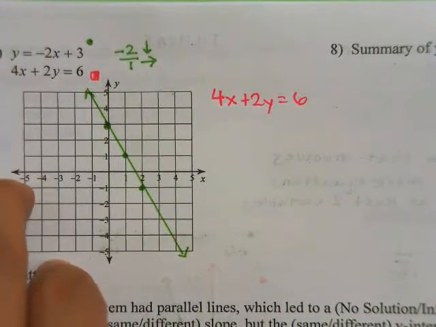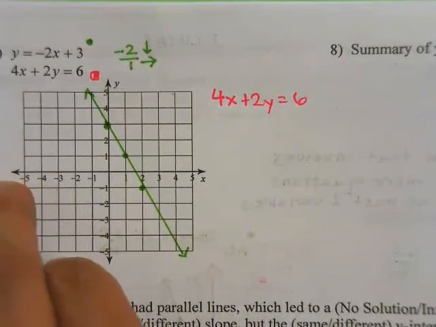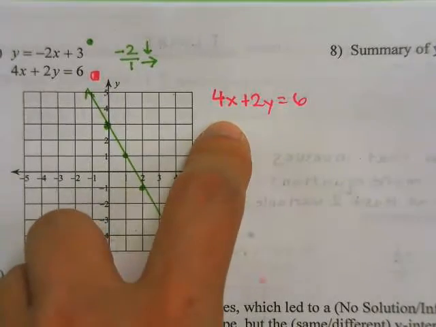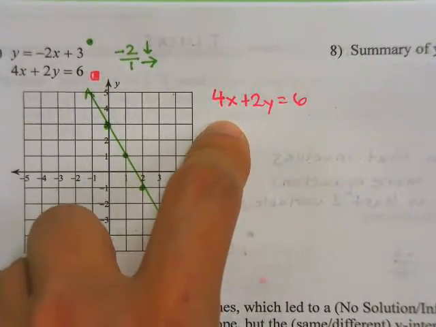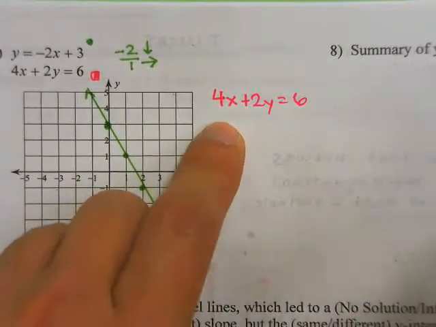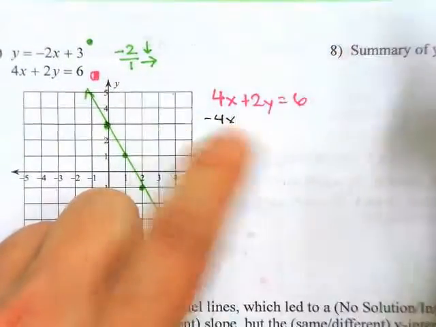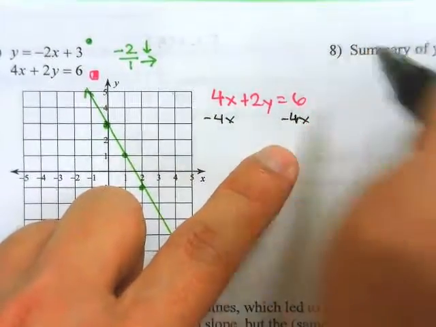The bottom equation is in standard form, and we're going to have to do some manipulations to turn it into slope-intercept form. Students, what would be your first step to manipulate or change this equation? -4x on both sides. Because right now this is a positive 4x. So we're going to do the opposite. -4x on both sides.